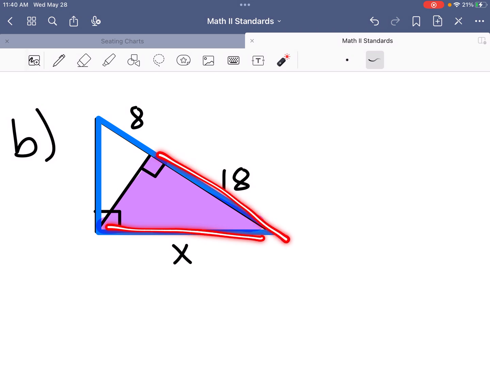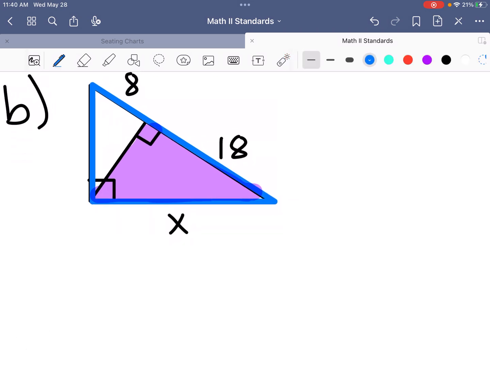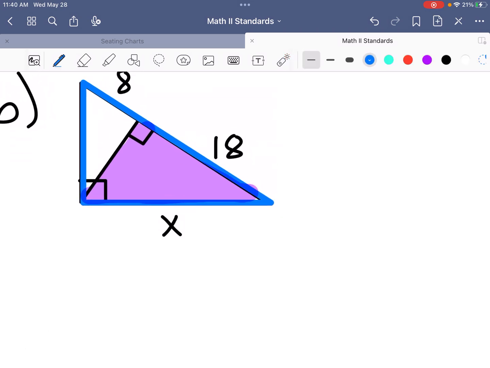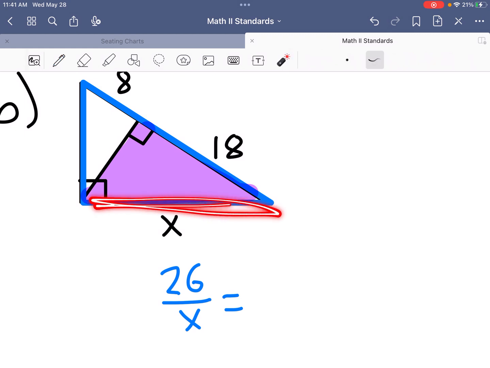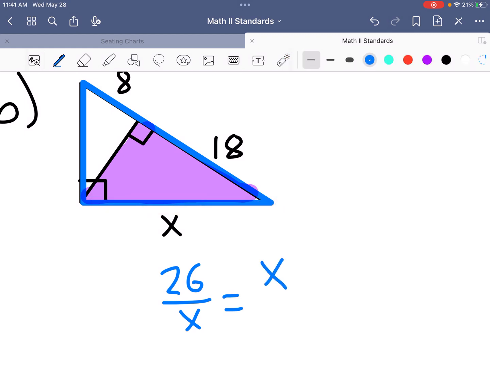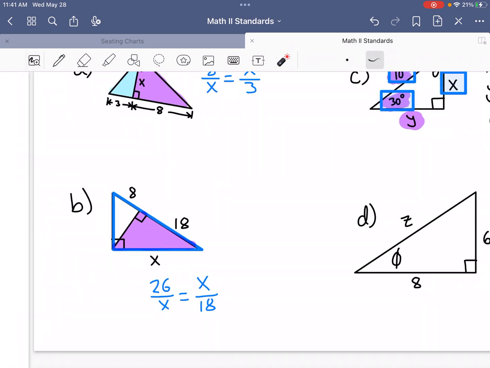I'm going to set up my ratio of the hypotenuse of the big blue triangle divided by the hypotenuse of the smaller purple one equal to the longer side of the big blue triangle, which is x, over the longer side of the small purple triangle, which is 18. And with this one, you're going to cross multiply, just like you did with the previous ones.